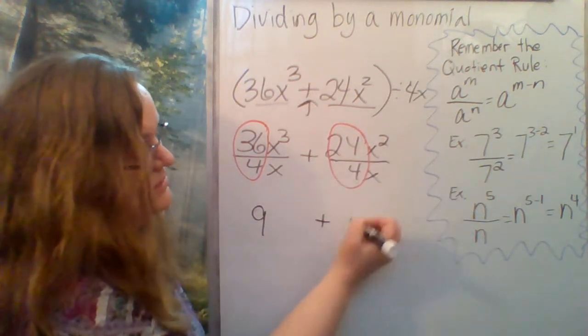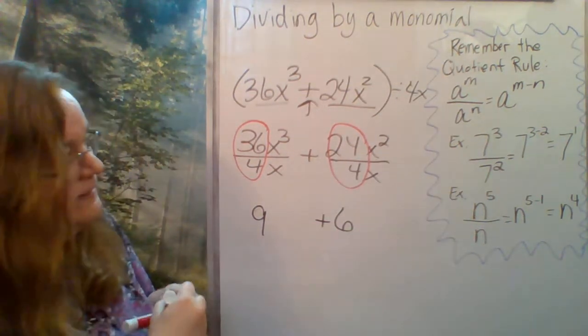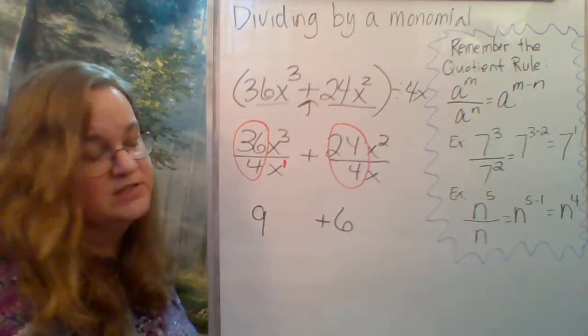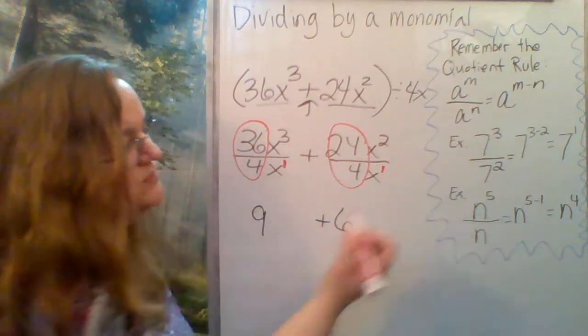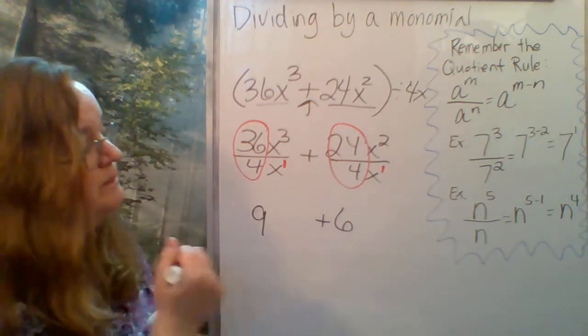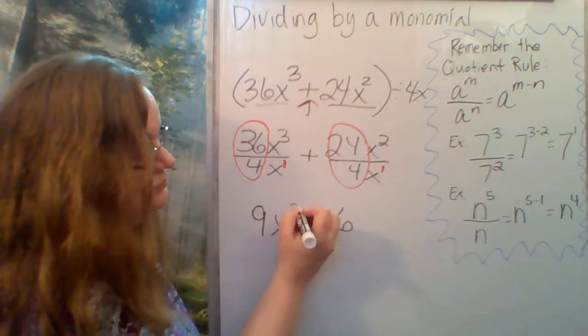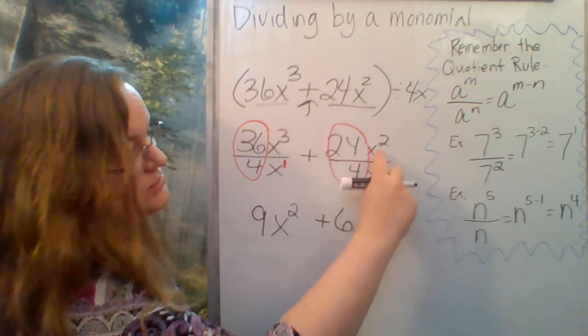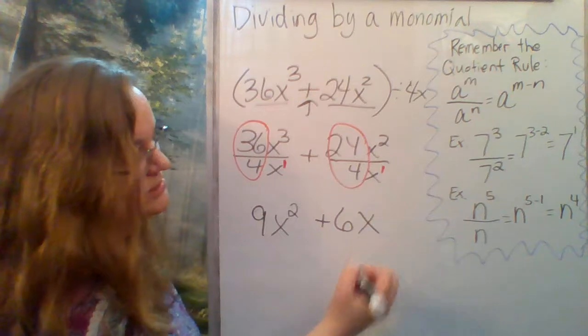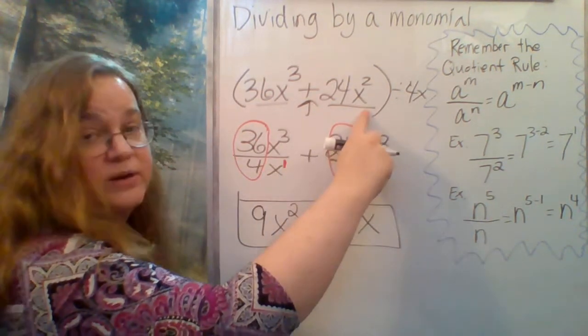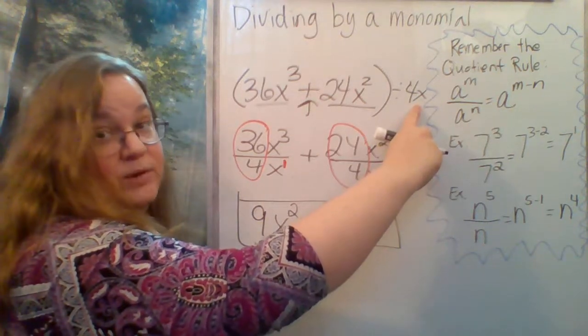And this is going to be 6. Okay. Then I go back and I look here. Remember, this is x to the first if it's not listed. This would be x to the first since it's not listed. 3 minus 1 is 2. And so 2 minus 1 is 1, so that's just x. So this is the answer to this binomial divided by this monomial.